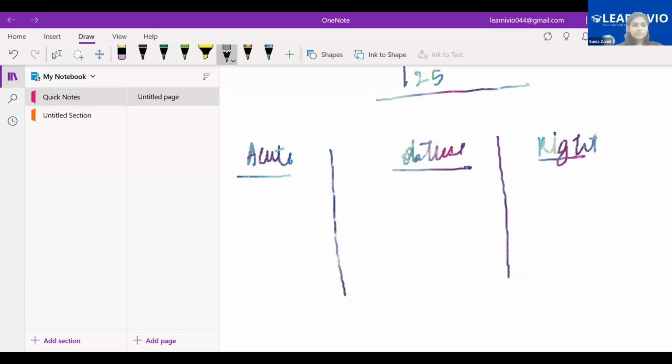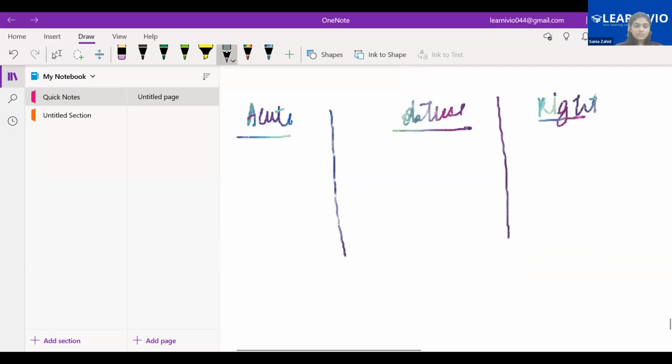Does acute mean the angle that has 80 degree? No, acute means the angles which are less than 90 degree. These are acute angles, okay? For example, you have 60 degree, 30 degree, 10 degree. All the angles that are lesser than 90 are acute angles.